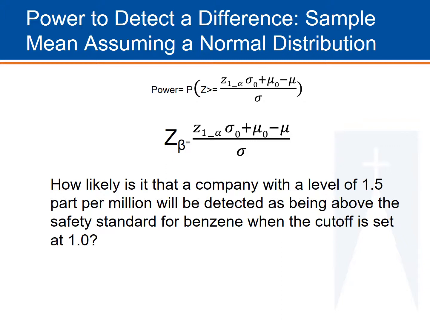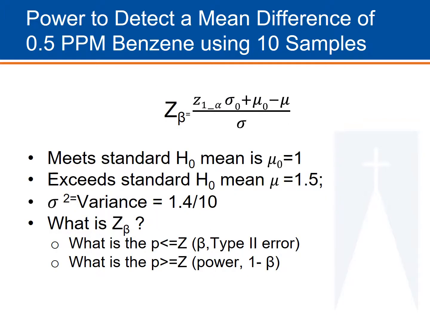So the second example that the book gives is how likely is it that a company with a level of 1.5 parts per million will be detected as being above the safety standard for benzene when the cutoff is set at 1.0. So here is the formula for comparing the two means. So here's the example looking at the power to detect a mean difference of 0.5 parts per million benzene using 10 samples. Again, the mean that you start with is 1, that's the safety standard, and we're looking to see if it exceeds 1.5, if it will be detected.